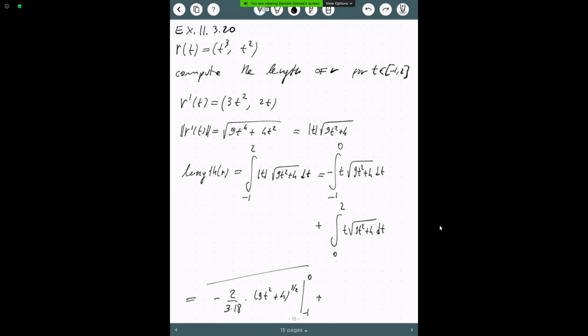We have 2 divided by 3 times 18, times (9t^2 + 4) to the power of 3/2, between 2 and 0. So this is going to be equal to, well, you do the math and you get 1 divided by 27 times (minus 16 plus 13 to the power of 3/2 plus 40 to the power of 3/2). So this is rather easy, but yeah, this number sucks.